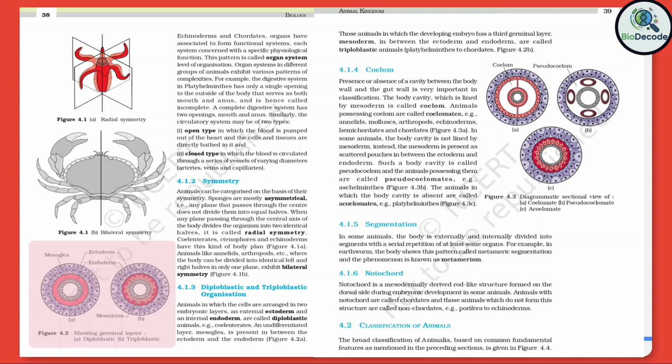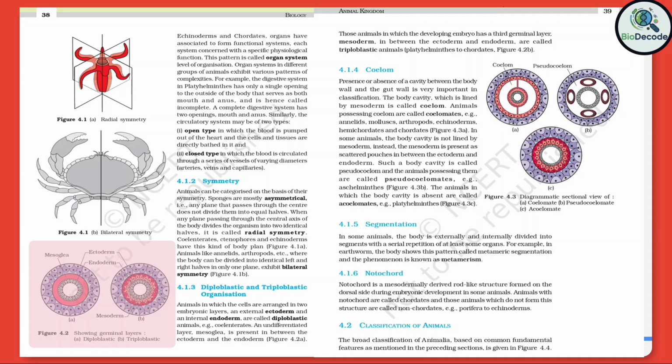This figure compares the early embryonic organization of animals based on the number of primary germ layers formed during development. In the diploblastic structure A, the embryo has two layers, the ectoderm outer layer and endoderm inner layer, with a non-cellular jelly-like mesoglea in between. Examples include Hydra and Obelia.